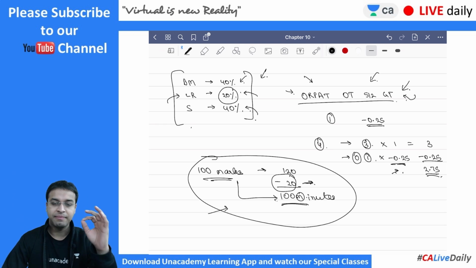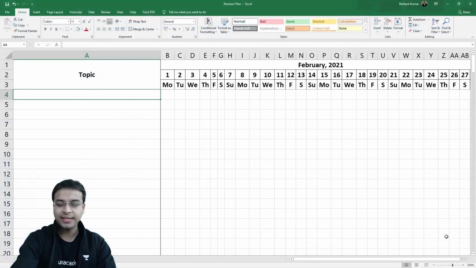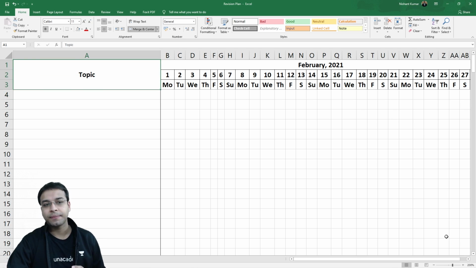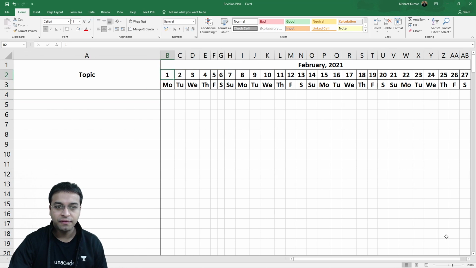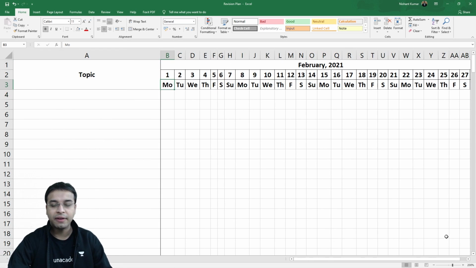And for that, I make a revision schedule, and I'm just going to show you the revision schedule. So let me take you to it, and this is the revision schedule. This is how you're going to make a revision plan for my subject or for any other subject also. See, what I've done is I have created this column for only topic, right? Then I've written February 2021, and from 1st February to 28th of February, I've written all the dates, and corresponding to that, I've written all the days.